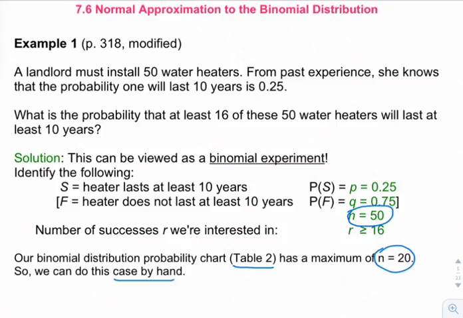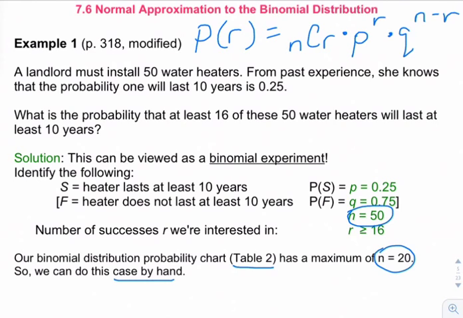So let's look at the top. Let's remind ourselves, for the probability of R of a particular value, we have n choose r times p to the number of successes times q to the number of failures, so n minus r many failures. So for us, we're interested in P of R greater than or equal to 16. That means we care about R being 16 or 17 or 18 or 19, all the way up to 50.